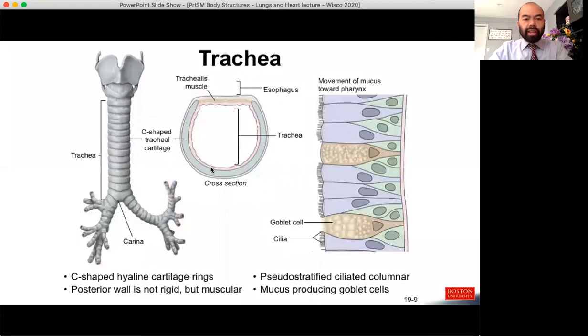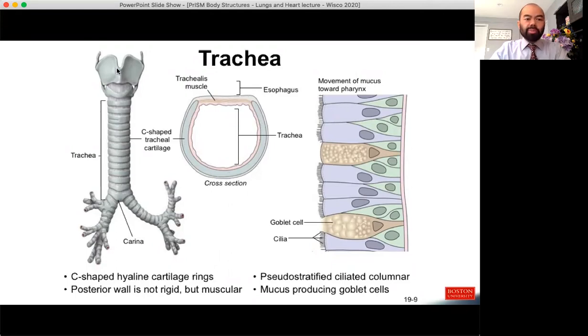So here's the trachea in a little bit more detail. One thing to note is the C-shaped tracheal cartilages. These are really important to keep the airway patent or open. And the analogy I like to think about is a dryer vent, which has those aluminum ridges around the vent to keep it open.